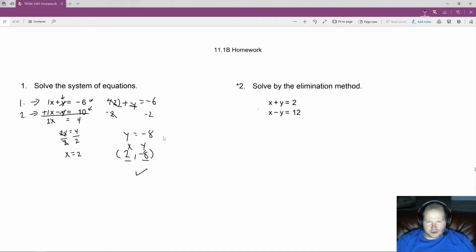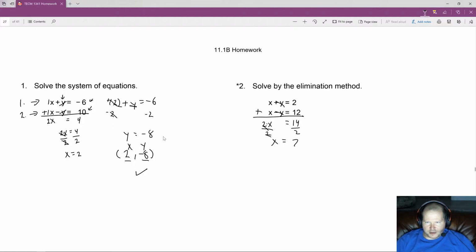This is another example. This one's already been set up so that if you add these together, one of the variables will cancel out. So we would say x plus x is 2x. We would say y plus negative y, those would cancel out. We would say 2 plus 12 is a 14. We would undo the multiplication of x by 2 by dividing by 2. Whatever you do to one side, you do the other. And you would end up with 14 divided by 2 is 7.